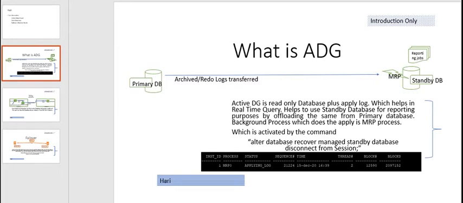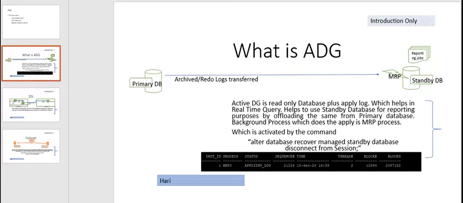So in total, what we understood as shown in the picture above, there is a primary database and there is a standby database. The primary database archives redo logs, which are transferred to the standby database, and MRP is applying those transferred logs on the standby database. And the job running there is a reporting job which is consuming the standby DB for reporting purposes.